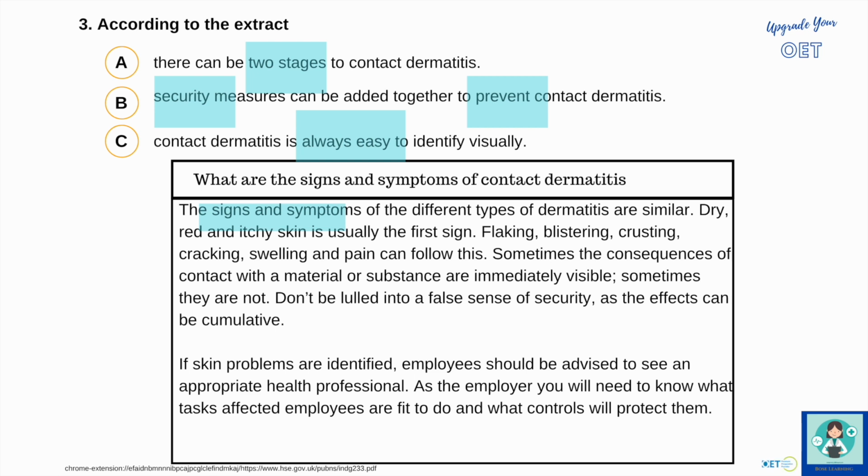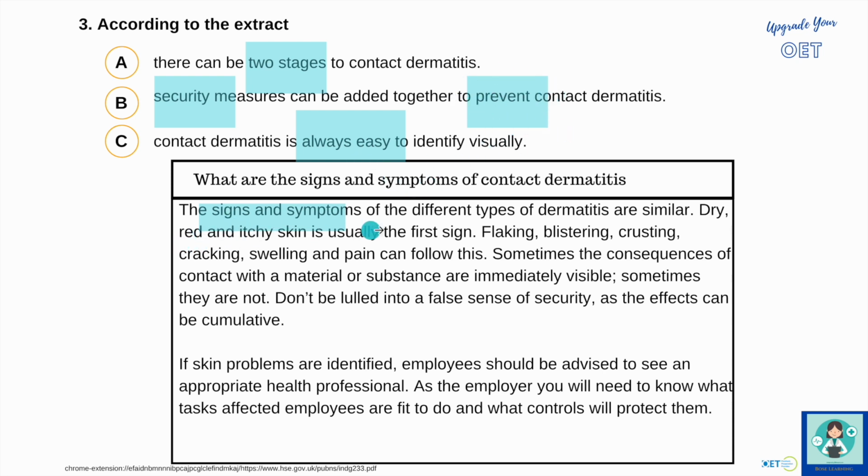Number three, we have an extract about contact dermatitis. According to this extract, what does it tell us? There can be two stages of contact dermatitis. Security measures can be added together to prevent. So these are symptoms, this is prevention. And then contact dermatitis is easy to identify visually. So we've got two things about symptoms, these two stages, and then this visual identification, and here we have prevention.